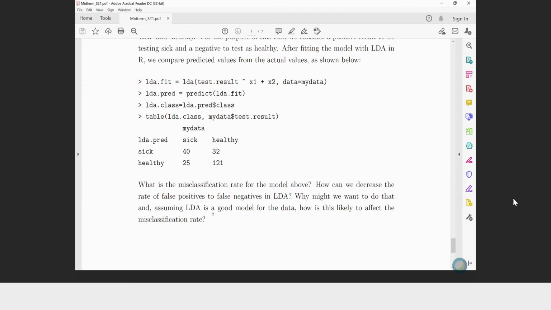And here we just assume LDA is a good method. If it is a good model for the data, then LDA will be pretty close to the optimal algorithm, like the Bayes algorithm. Then how does this affect the misclassification rate? Originally, the LDA's misclassification rate is almost optimal, almost the smallest. But right now, you change the threshold. Definitely the misclassification rate will increase. Is this okay?